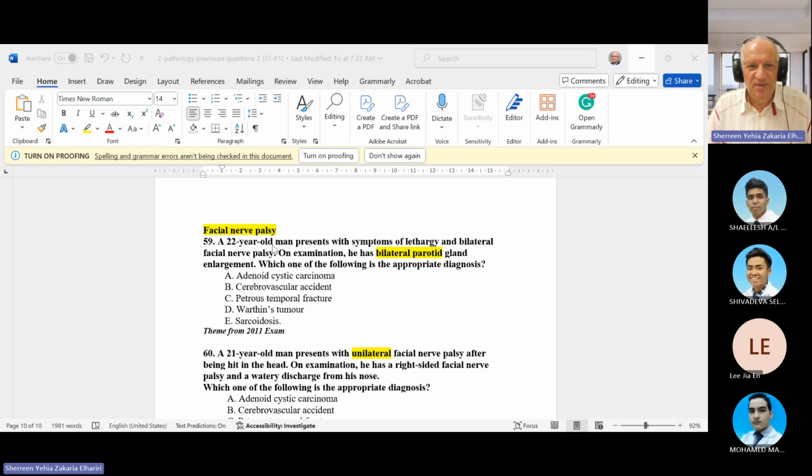So, a 22 years old man presented with symptoms of lethargy and bilateral facial nerve palsy. On examination, bilateral parotid gland enlargement. Which one of the following is the appropriate diagnosis? Of course, it's difficult to have a bilateral tumor. So what's your diagnosis here? Anyone?